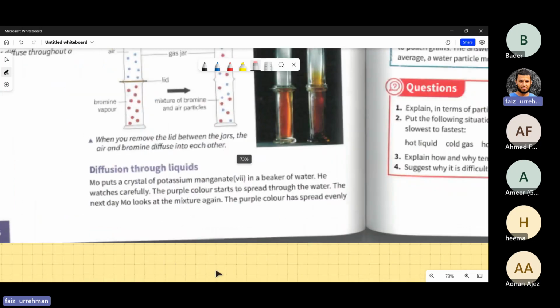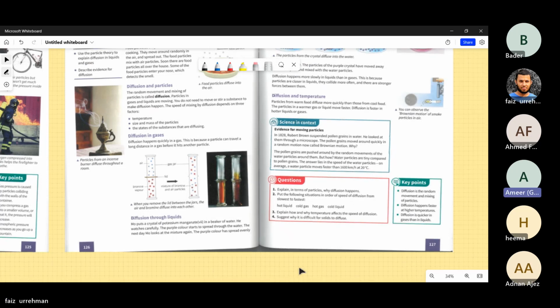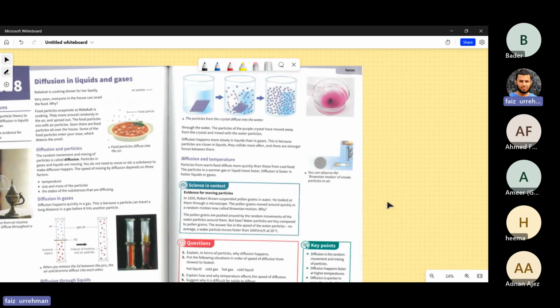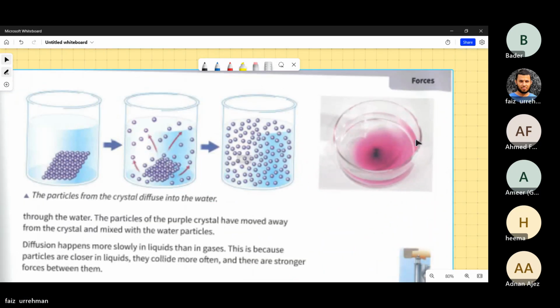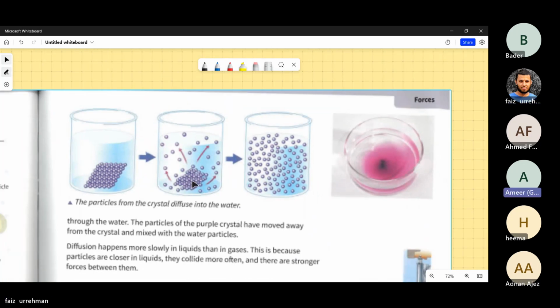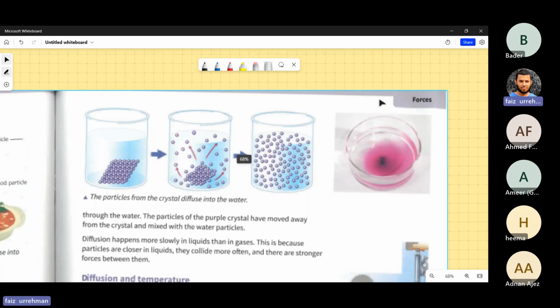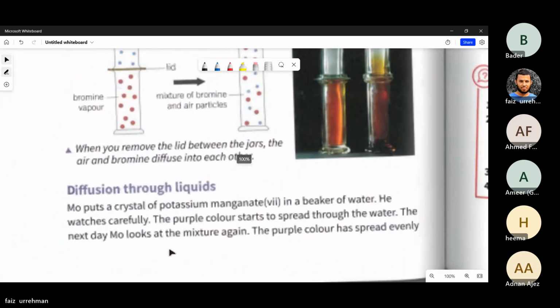What about diffusion in liquids? Sometimes you don't need to stir or mix things. They have given an example: you have water and you put something inside, and after some time the whole water becomes pink. The crystal diffuses into the water. The purple crystal, I think it's potassium permanganate, maybe.